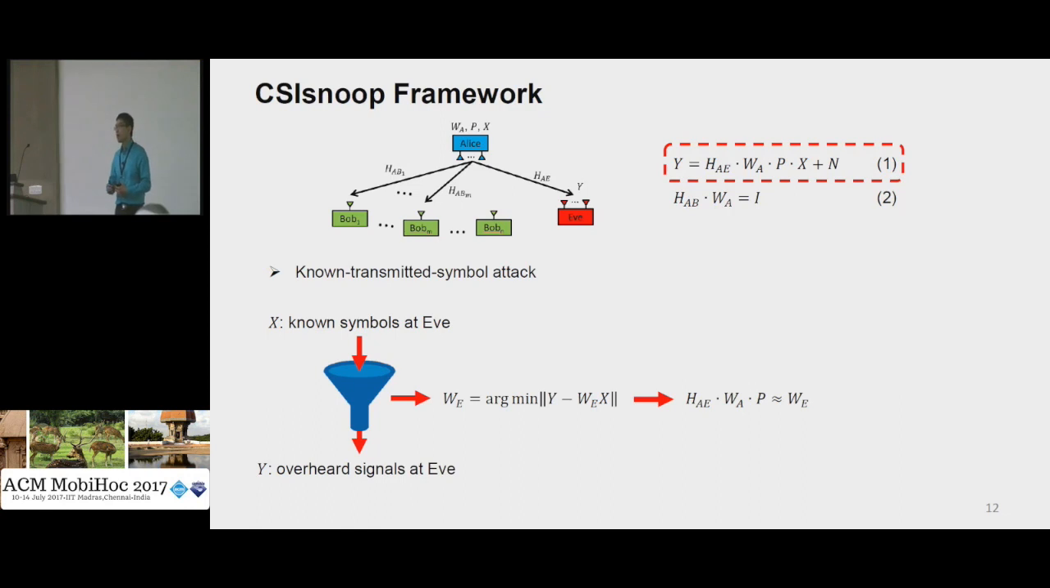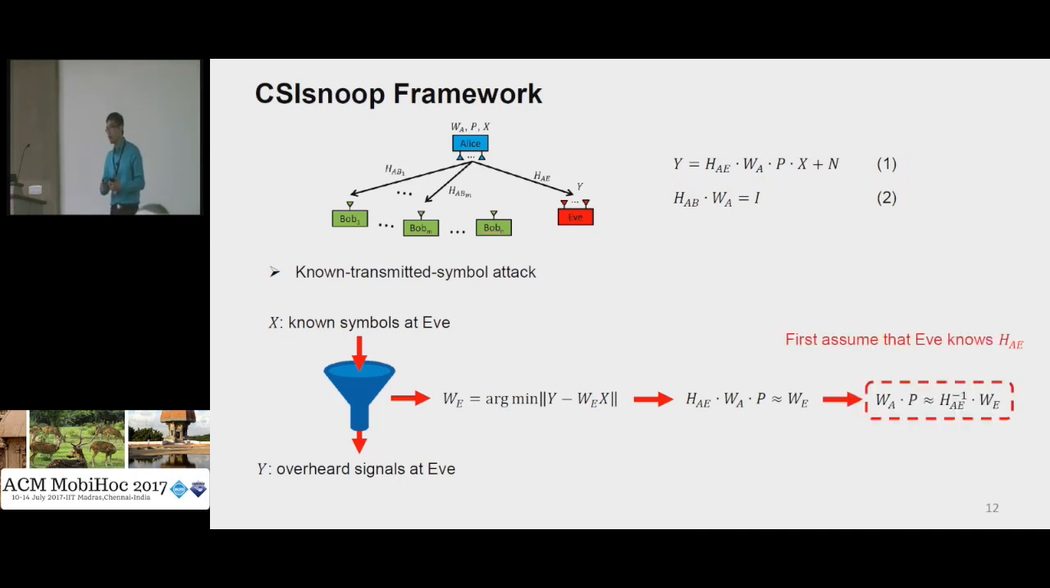Here we first assume that Eve already knows her channel, H_AE. Because Eve has the same number of antennas as Alice, this matrix is a square matrix and invertible. Therefore, we can move it to the right-hand side of the equation, and through this null transmitted symbol attack, Eve can compute the product of W_A and P, which is the beamforming weight matrix at Alice and the power scaling matrix at Alice.